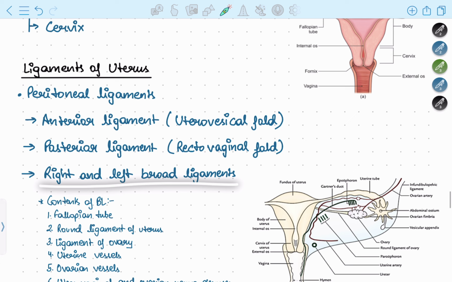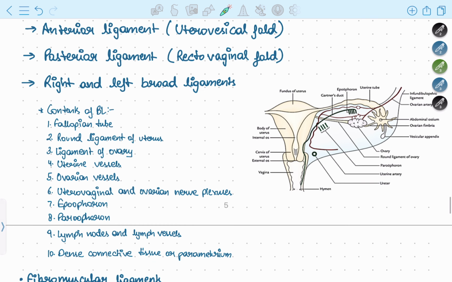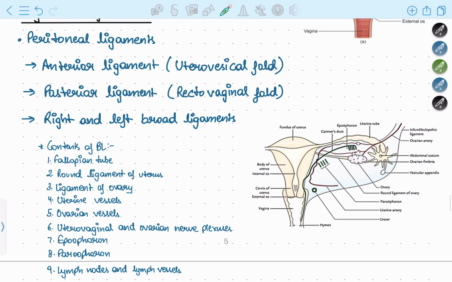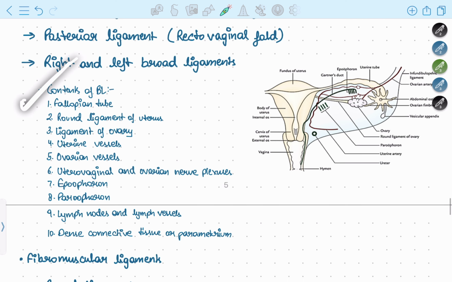And then you have the right and left broad ligaments. The broad ligament is attached to the lateral border of the uterus. So anteriorly the uterovesical fold, posteriorly the rectovaginal fold, and then you have the right and left broad ligaments. Now the contents of the broad ligament are very important for enumeration-type questions. There are a total of 10 contents in the broad ligament, and you should learn them by heart.